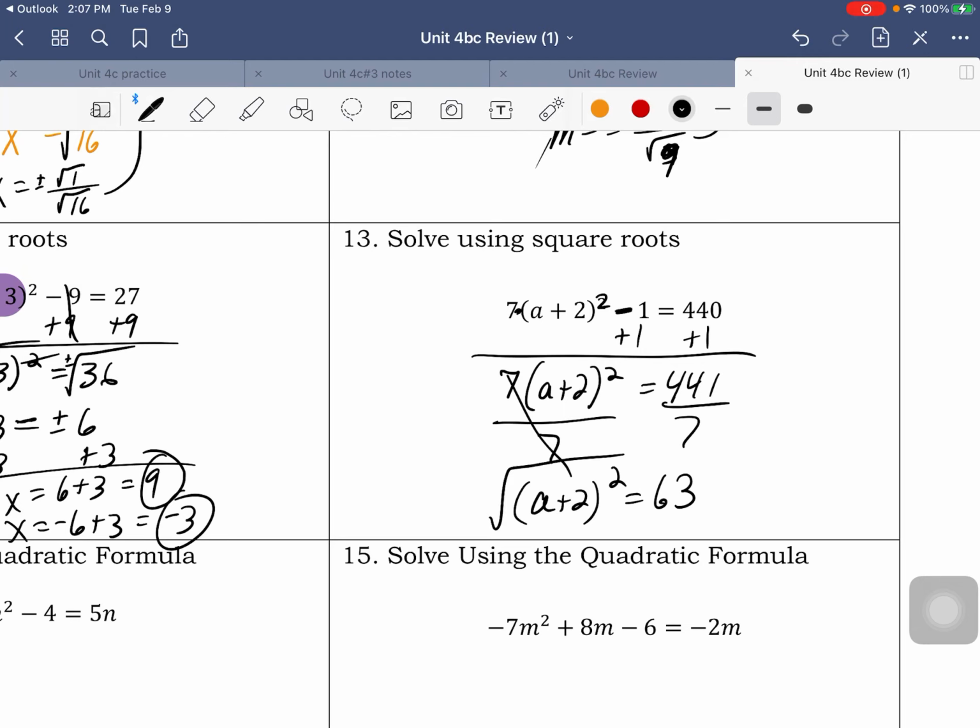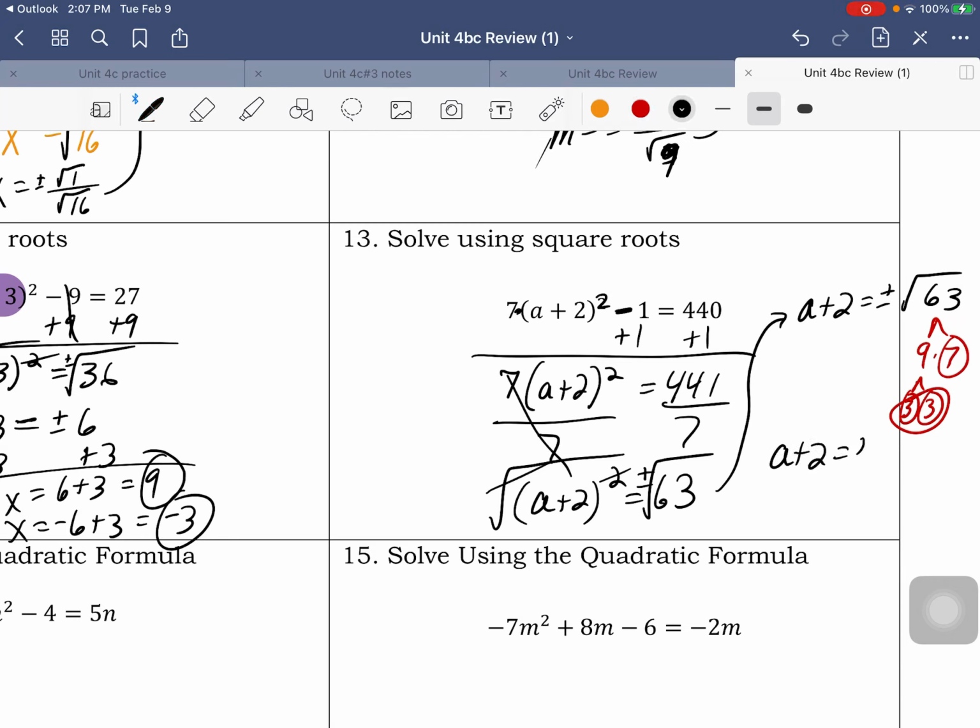And then the square, and undo the square with a square root. Do not forget the positive and negative. So you have a plus 2 equals positive or negative square root of 63. Square root of 63, we can probably break that down. It's not a perfect square, though. Yeah, we can. Here's the 3 and 3, those are your prime numbers, a pair of 3s. So this is really going to equal a plus 2 equals positive or negative 3 square root of 7.